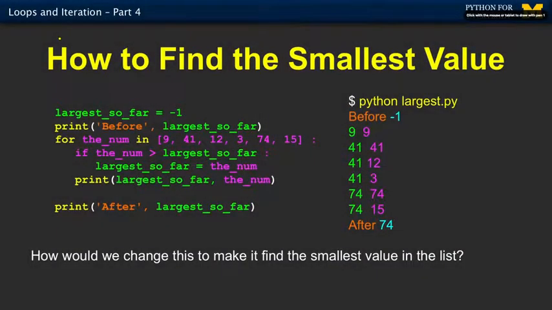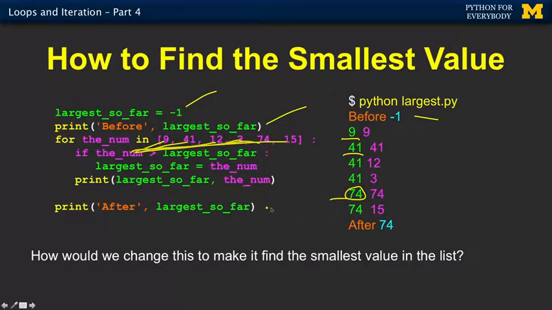And just before we do the smallest value, let's review what we did for the largest value. We have this variable called largest so far that we set to -1, and then we print it out. It starts being -1. Then we go through this loop: 9, and the largest so far is 9, and then 41, we like that one better, and then 12, we don't like that, 3, we don't like that, 74, we keep that, and then 15 doesn't make any difference, and then it pops out, and we get 74. That is the largest, not the largest so far, but the largest you would get.